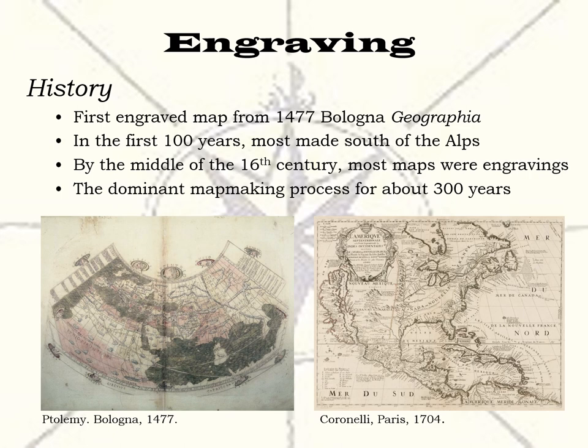It took a little while, but soon the use of engraving for maps became more common than the use of woodcuts. There was some reluctance at first to adopt this process because of the special equipment and presses used, and the need for separate print runs for the maps and the text. But by the middle of the 16th century, most printed maps were made using engraving. Engraving remained the dominant map-making process for about 300 years, finally losing its dominance in the middle of the 19th century when it was replaced by lithography.